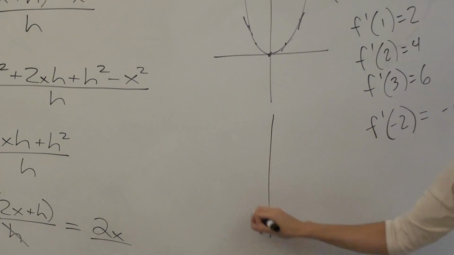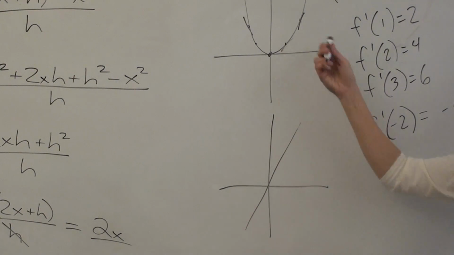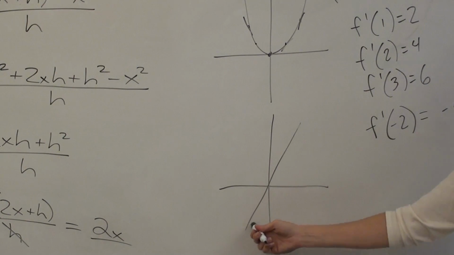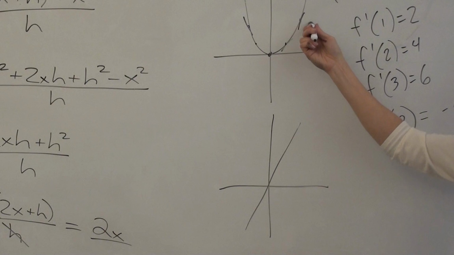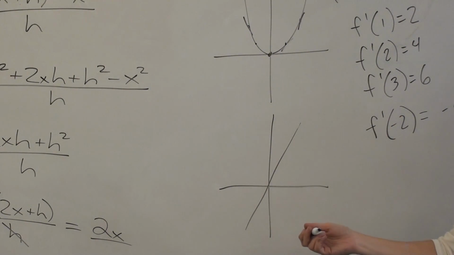If I were to graph y equals 2x, does this graph look anything like this graph? The graph of the derivative and the graph of the function will never ever look alike. They will relate in that whenever the derivative is negative, the function is going down, and whenever the derivative is positive, the function is going up. But apart from that, they're not going to look alike. So never try to make them look alike. They relate, but they will always look different.